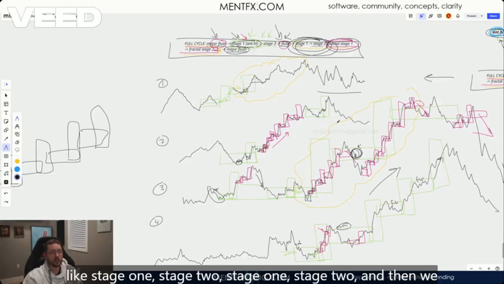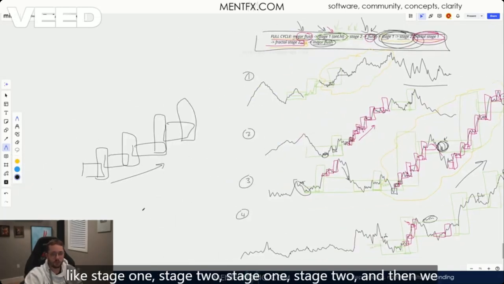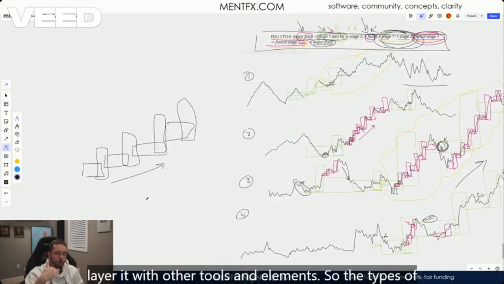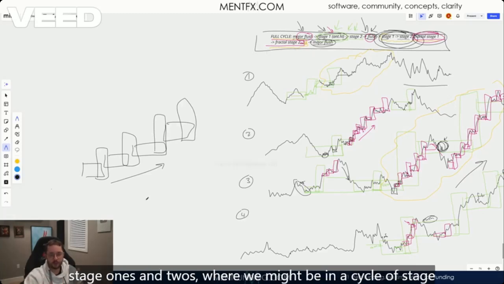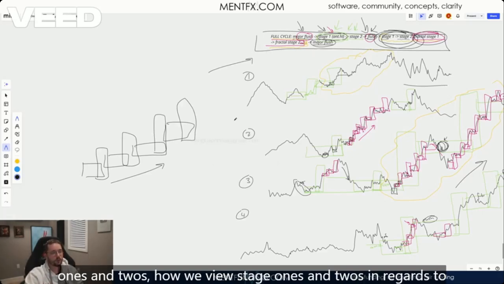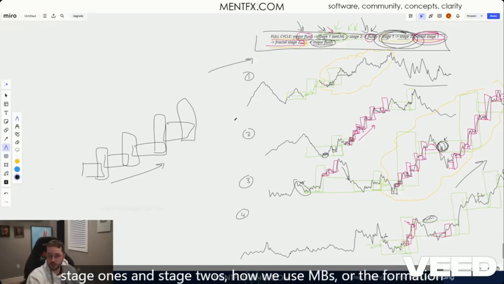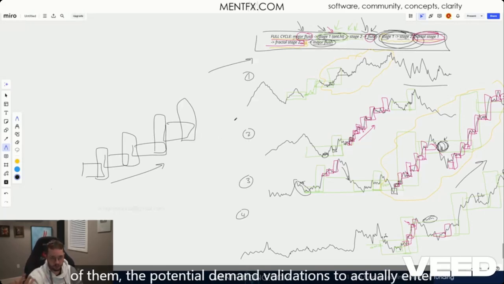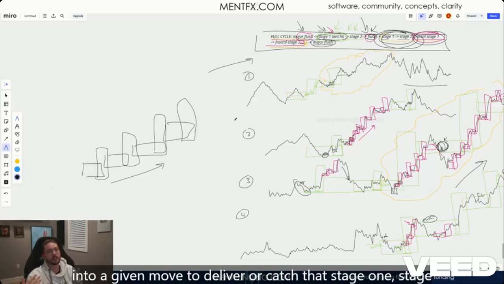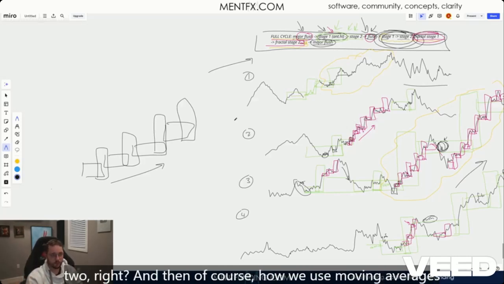So again, we take an understanding like stage 1, stage 2, stage 1, stage 2, and then we layer it with other tools and elements. So the types of stage 1s and 2s, where we might be in a cycle of stage 1s and 2s, how we view stage 1s and 2s in regards to compactment, how we wait for flush outs to describe and see stage 1s and stage 2s, how we use MBs, or the formation of them, the potential demand validations, to actually enter into a given move to deliver or catch that stage 1, stage 2, right?